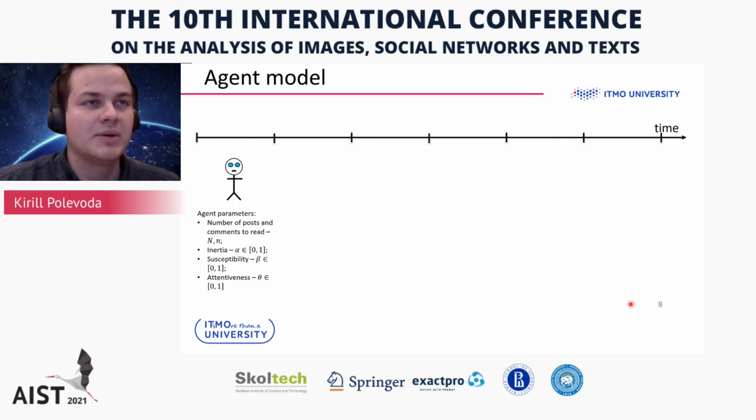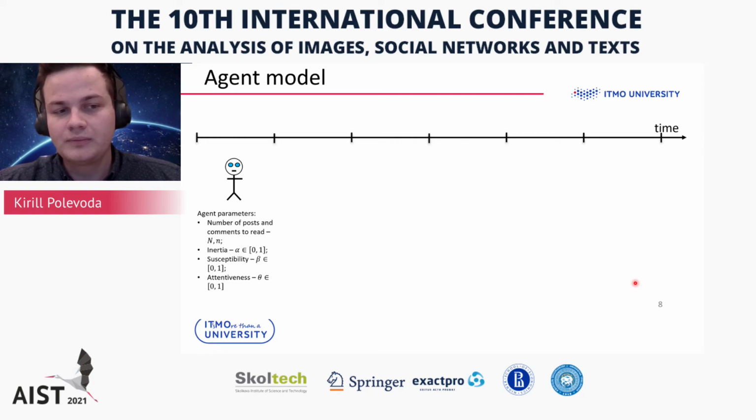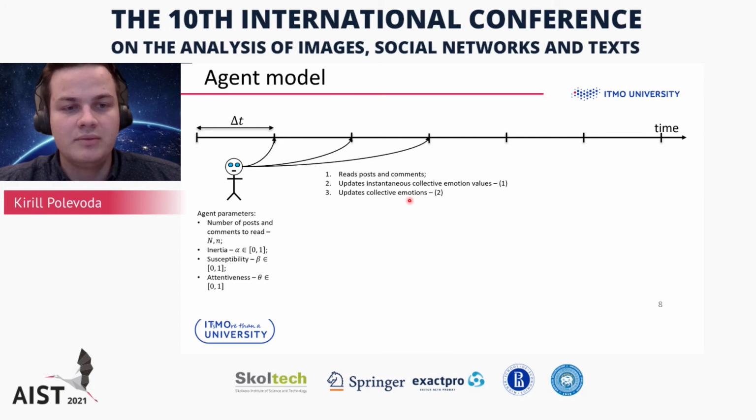Susceptibility is a parameter that shows how the agent reacts to some highly emotional messages, or to the averaging of all texts that he has read. And attentiveness represents the probability that the user can skip some posts or some comments on the community wall. So with a delta t step, we activate our agents at a particular time and perform the next algorithm at every step.